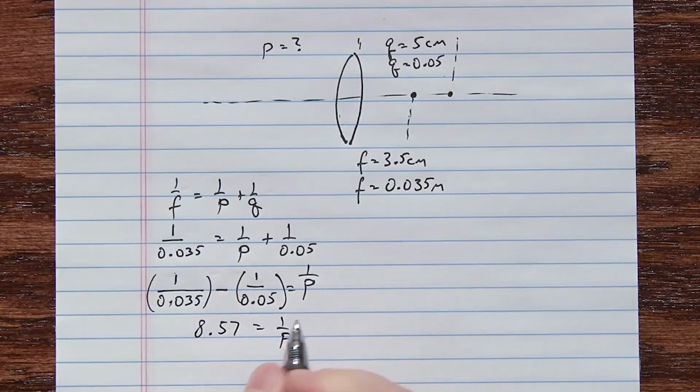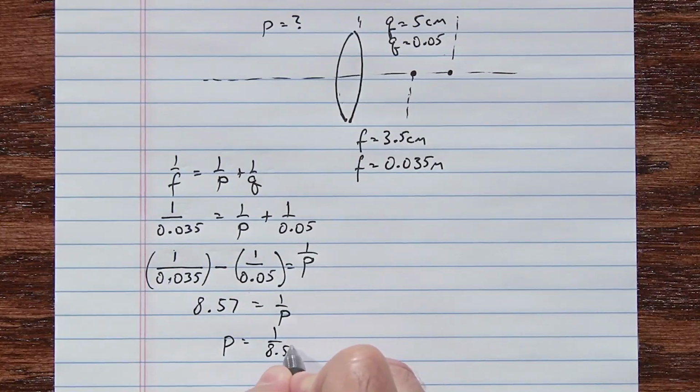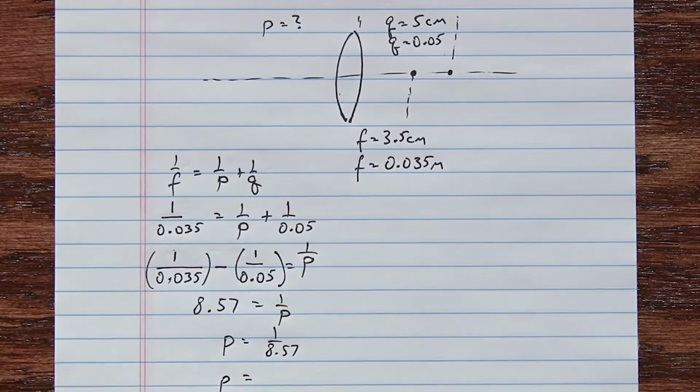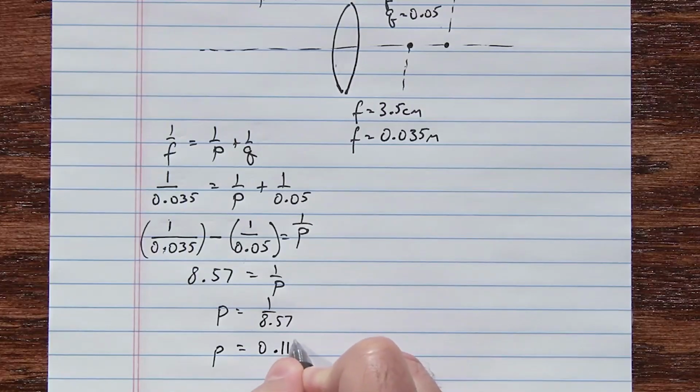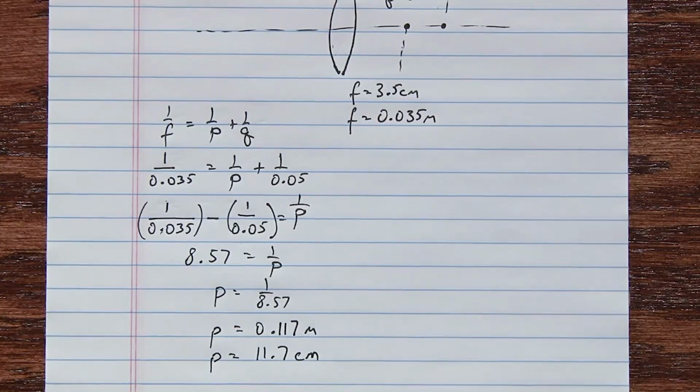8.57 is equal to 1 over p, or p is equal to 1 over 8.57, which is 1 divided by 8.57. p is 0.117 meters, or p is equal to 11.7 centimeters. So we're calculating an object distance of 11.7 centimeters.